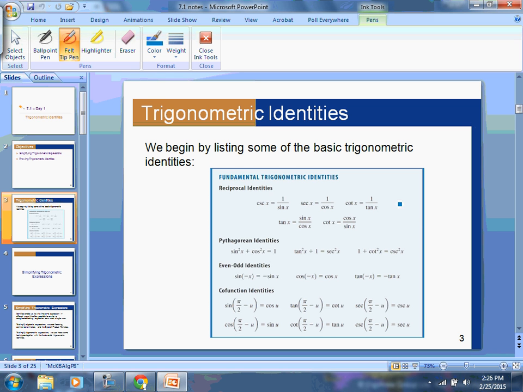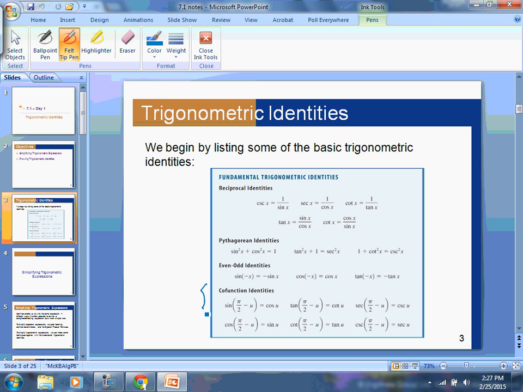We know our reciprocal identities. We know the Pythagorean identities. We've even talked about the even and odd identities. Most of the time we just use the "All Students Take Calculus" shortcut to help us remember when sine and cosine and tangent are positive or negative. But that's basically what the even and odd identity does as well.